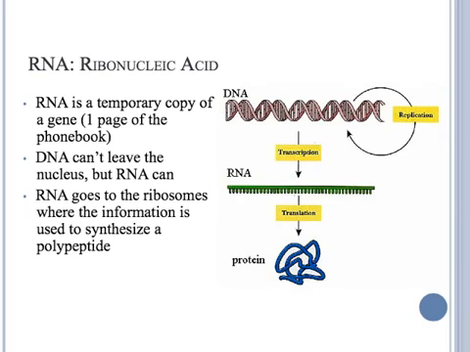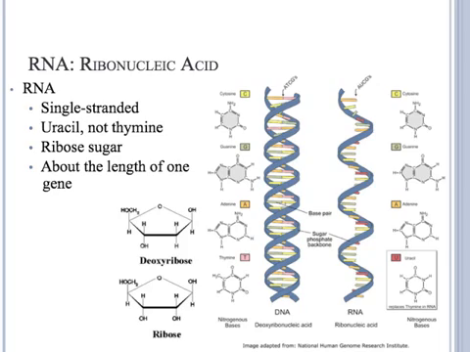You can think of RNA as a temporary copy of a gene. So if all of your DNA is 7 phone books, it's like if you made a handwritten copy of just one page. That's what RNA does. And this is because DNA can't leave the nucleus, but RNA can. So we make a temporary copy, and we bring that copy to the ribosome in the cytoplasm to build our protein. So let's talk a little bit about RNA.